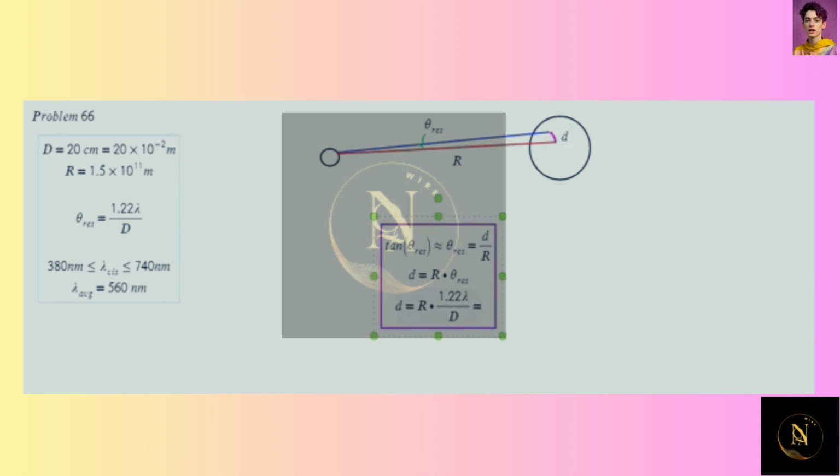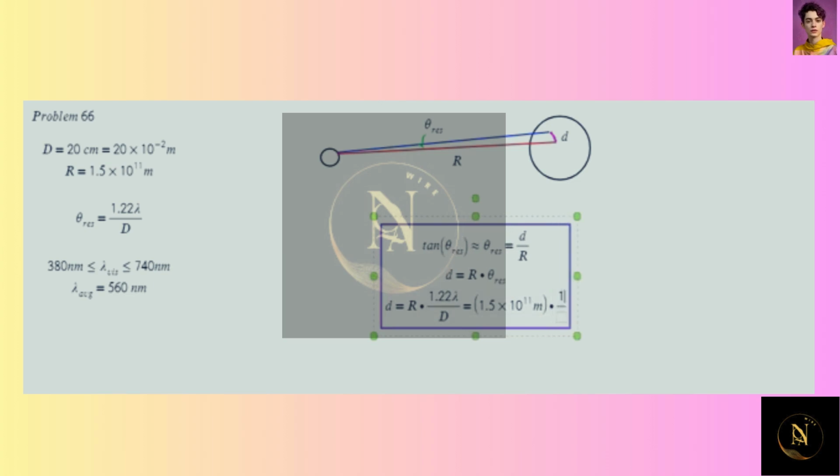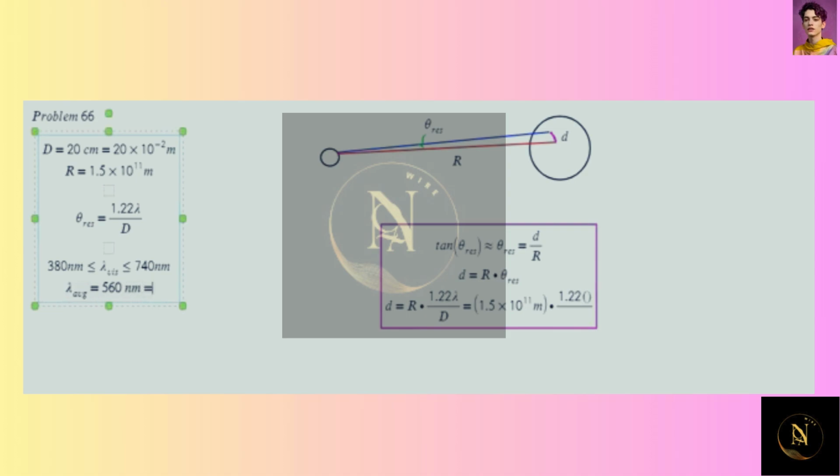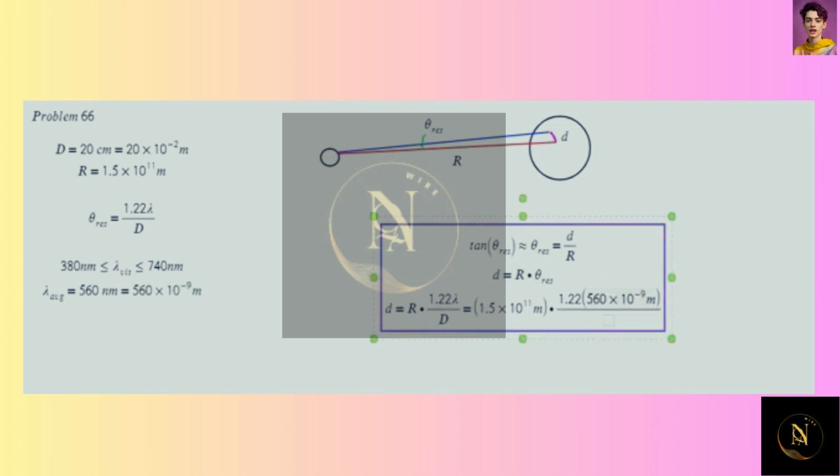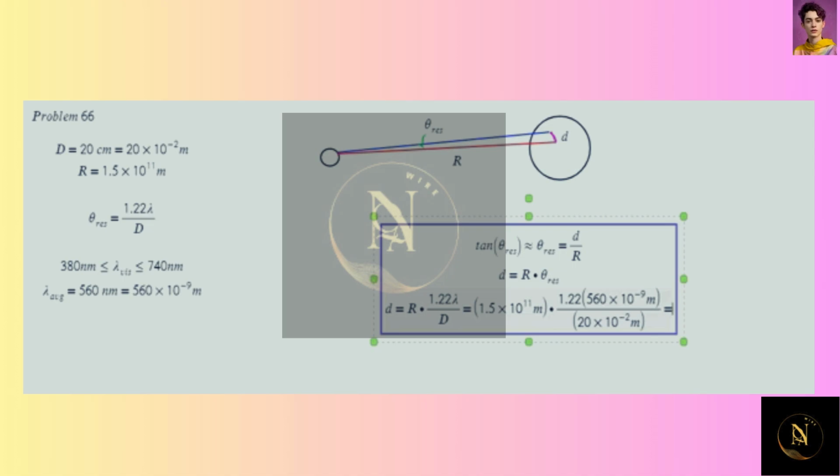Let's go ahead and do that. Our radius, or distance from Earth to Sun, capital R, is that. This is going to be multiplied by 1.22, our wavelength, which we could write as 560 times 10 to the negative 9 meters. We're converting from nanometers to meters. And capital D, which is the diameter of the objective lens. Meters cancels out with meters here, and we're going to have 1 meter left over, so our final unit is going to be in meters.